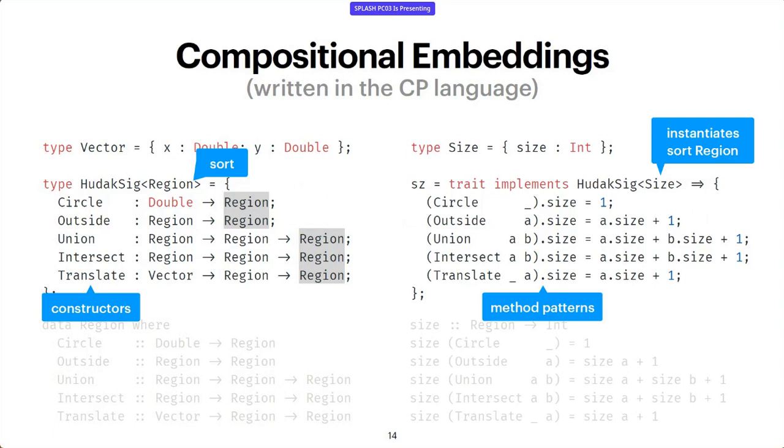Traits are the basic unit of code reuse in CP. You can just regard it as a class if you are familiar with OOP. And the definition of SC is very like the pattern matching one in Haskell. We call such a syntax method patterns.